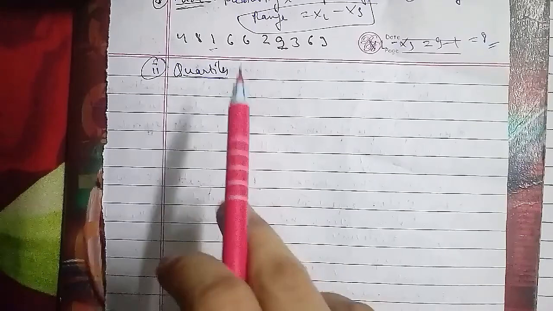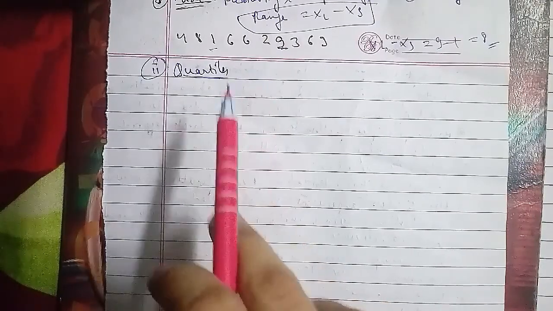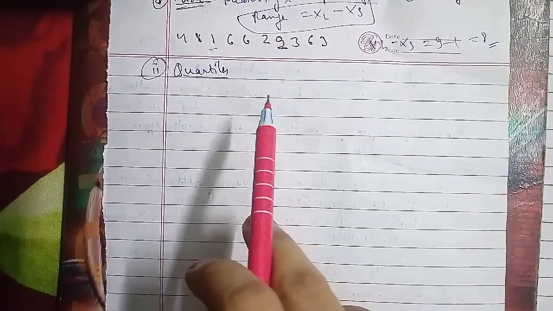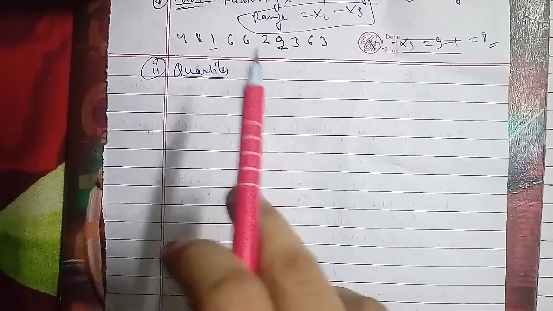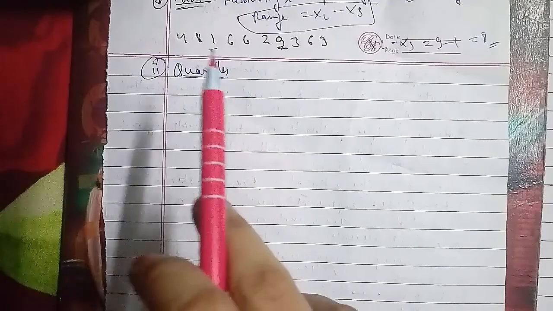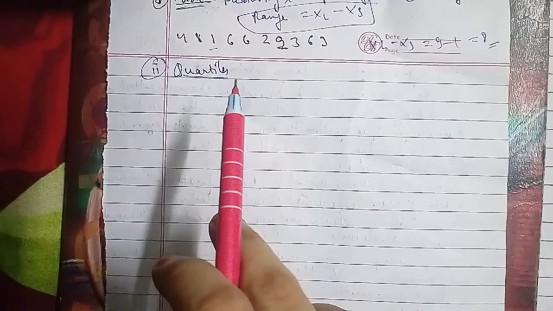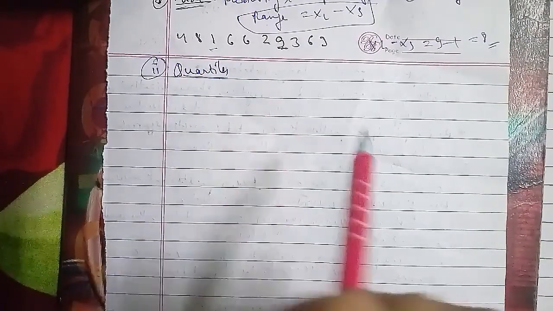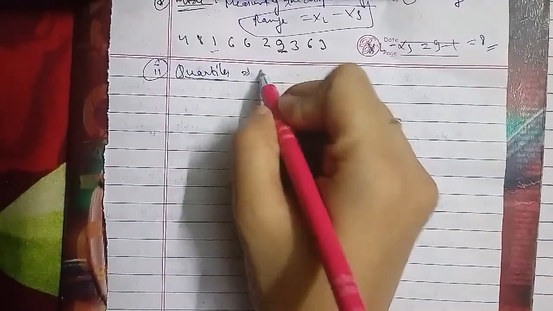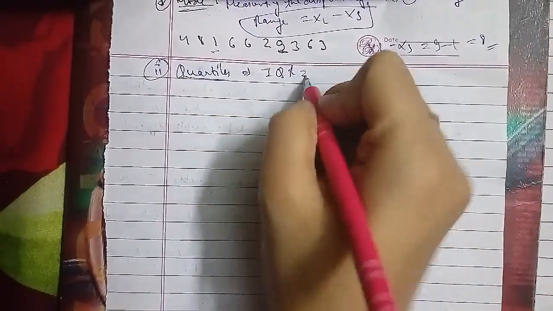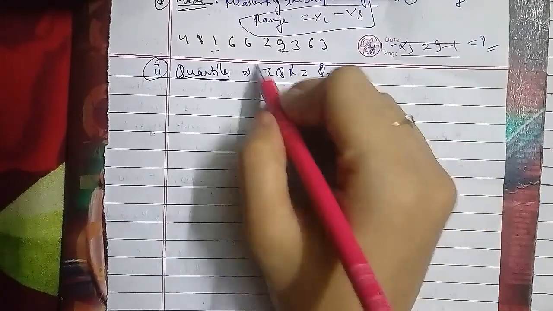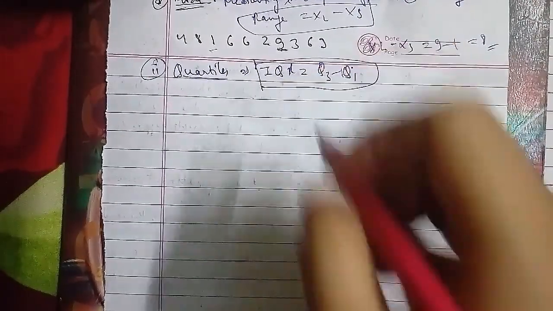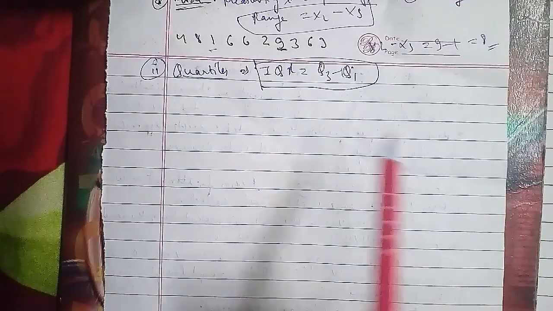In the same way, the semi-interquartile range, that is SIR, is defined as the difference between the first and the third quartile, where the first quartile is the 25th percentile and the third quartile is the 75th percentile. So SIR equals (Q3 minus Q1) upon 2. Now we'll talk about the third one, which is the standard deviation.